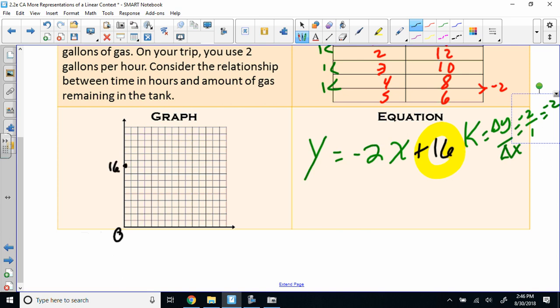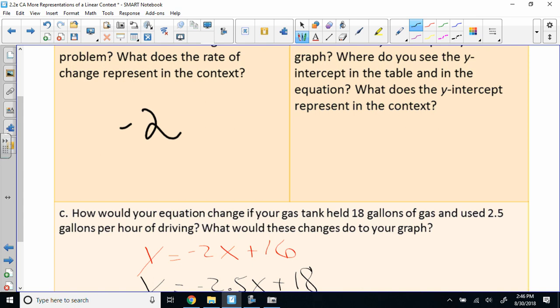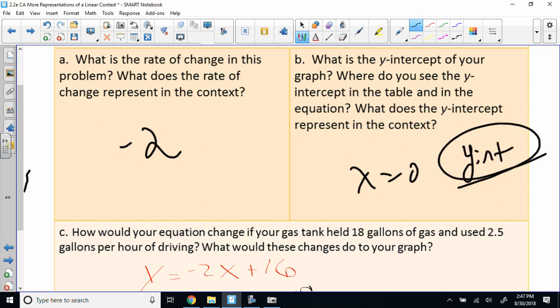Let's say 16's up here. It's doing what? It's going down, right? Now, I didn't fill in the rest of it, but your graph ought to go down from left to what? Right. You understand? Any questions? No good? All right, so let's go answer some questions off this. What is the rate of change for this problem? -2. Where do you see the y-intercept on the graph and on the table? When x is what? Yeah, when x equals 0, you have the y-intercept, right? You got to make sure you understand that.